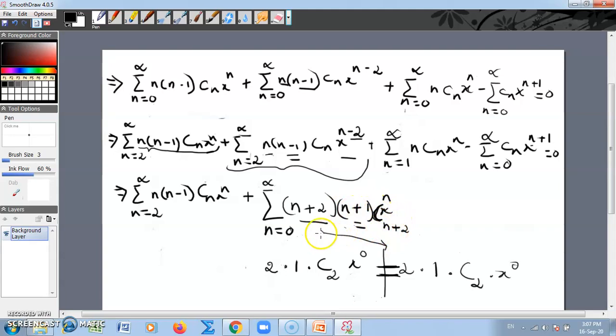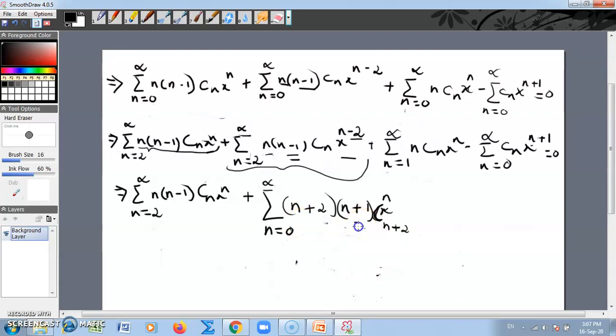So why we are doing this is because we want to take x to the power n common. That's why this is how we'll again go to the next term. So let me write this in a proper manner. I will write this Cn plus 2 in front. This is Cn plus 2 into this.